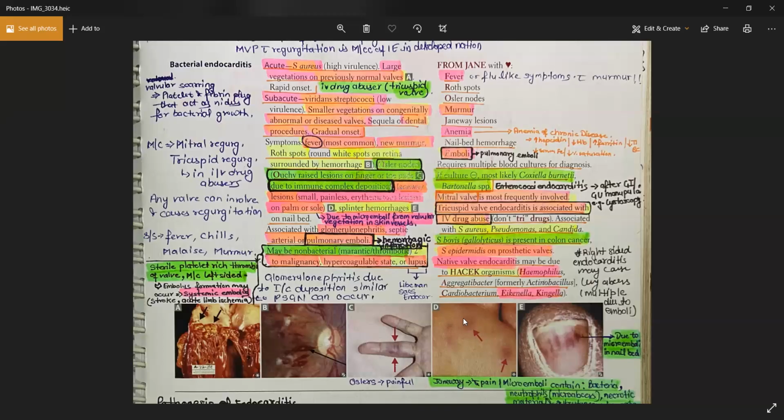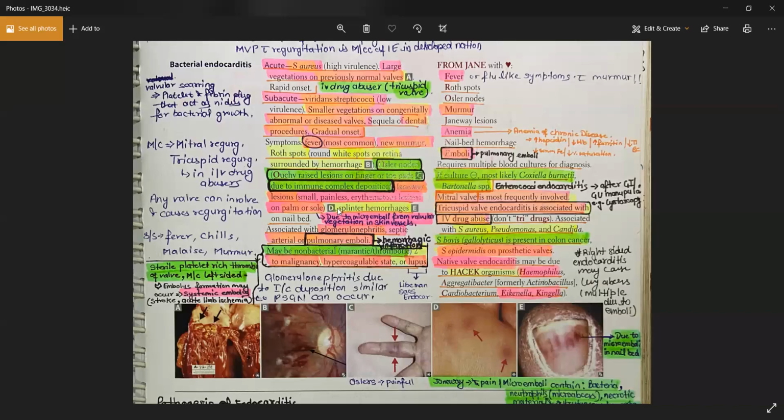So in Step 1, if they give you a case of endocarditis and tell you that the patient is having some raised and painful lesions only, that means they're referring to Osler's nodes, and they will ask you the cause of it. The cause is immune complex deposition. If they tell you the patient is having some erythematous lesions without any pain, that means painless erythematous lesions, they're referring to Janeway lesions, and it is due to microvascular embolism formation.